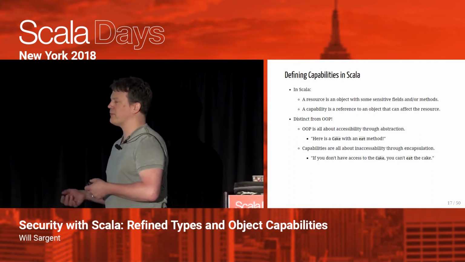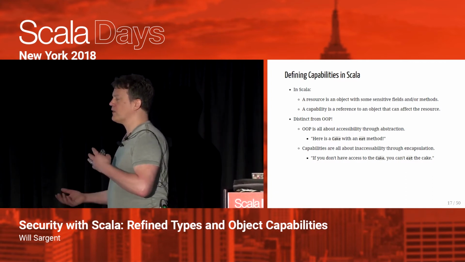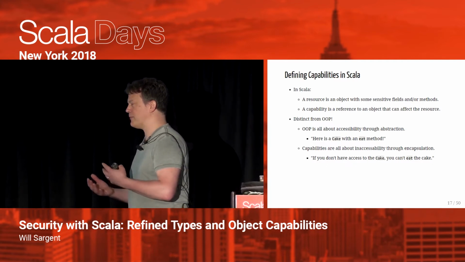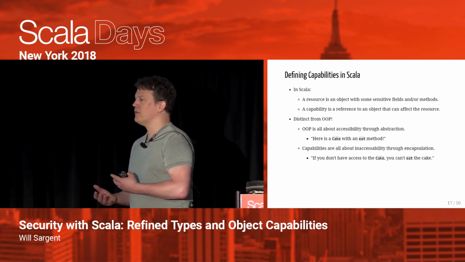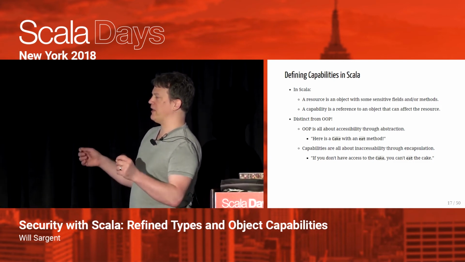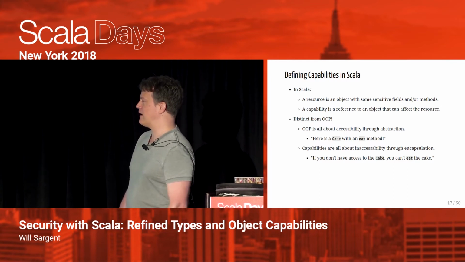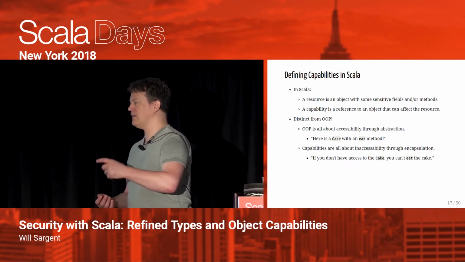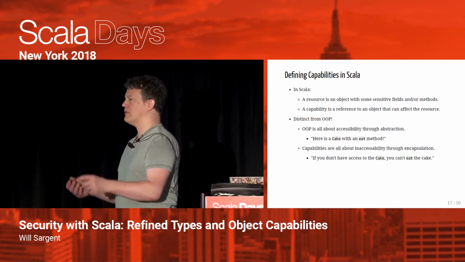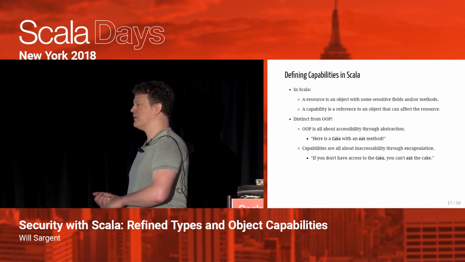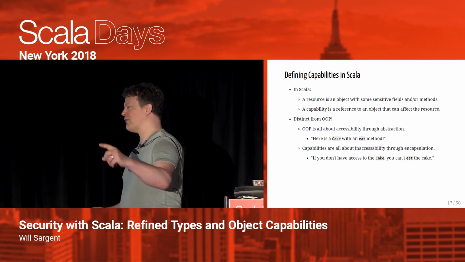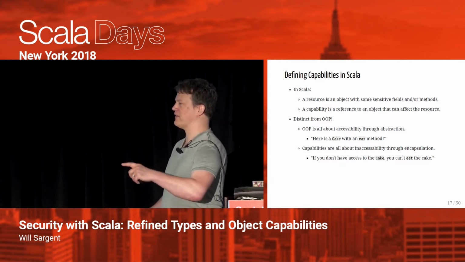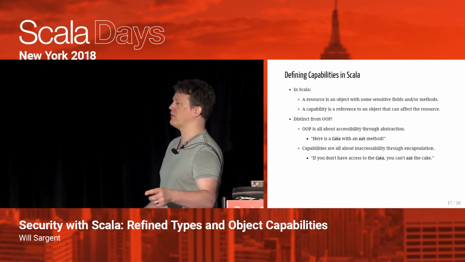So that's different from object-oriented programming, because when we're talking about object-oriented programming, it's really fundamentally about abstraction. It's all about saying, we've got a cake, here's an eat method, you can eat this. And then finding out different ways that you can hook things together. Capability is actually kind of the inverse of that. It says, there is a cake, absolutely, but you don't have access to it. We're not giving you a reference to this cake, so you can't eat it. There's no way you can call the eat method on this cake if you don't actually have a reference to it to begin with.